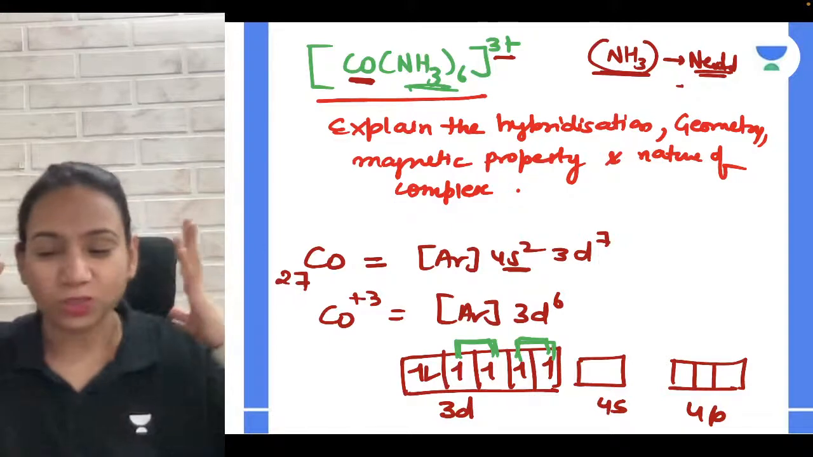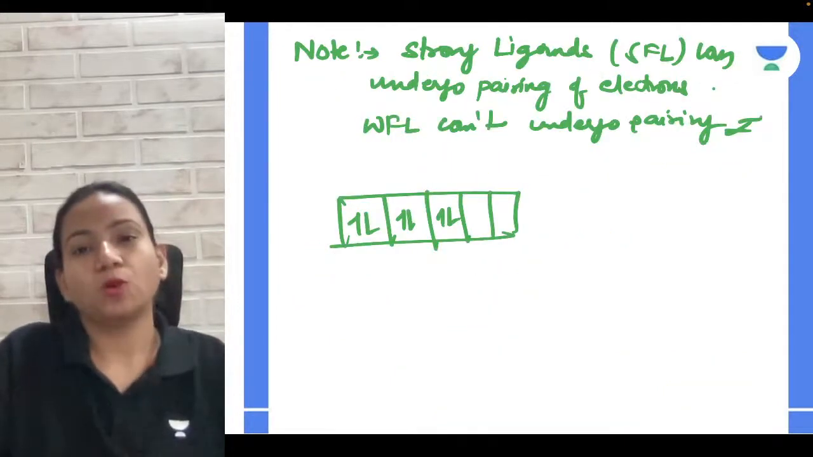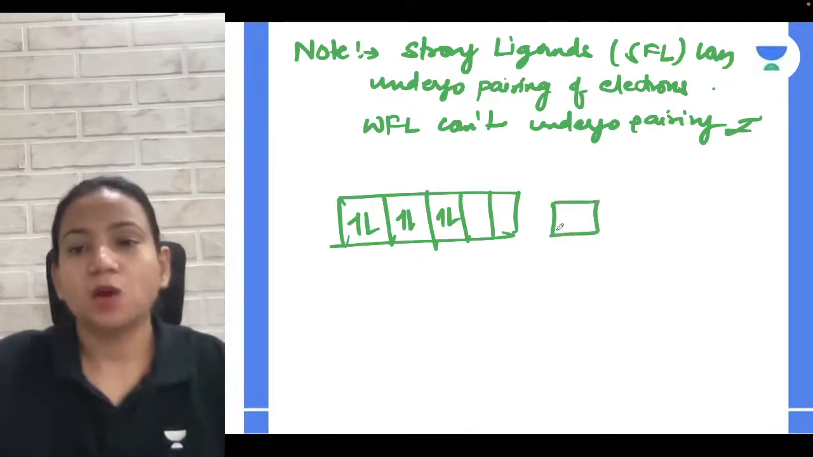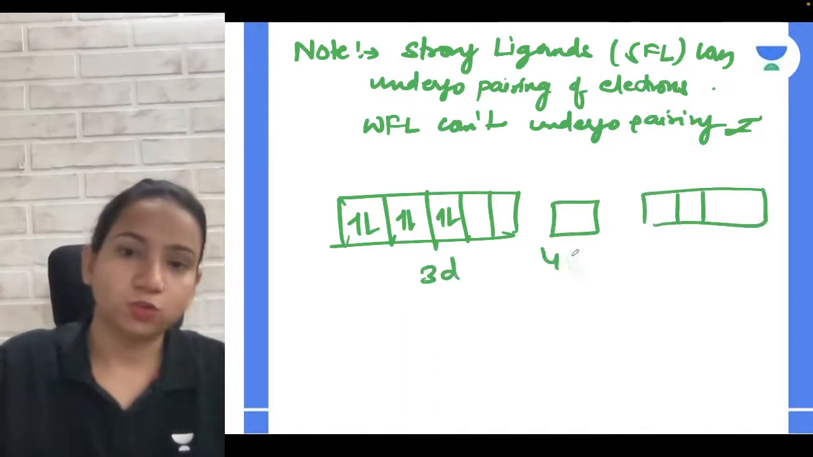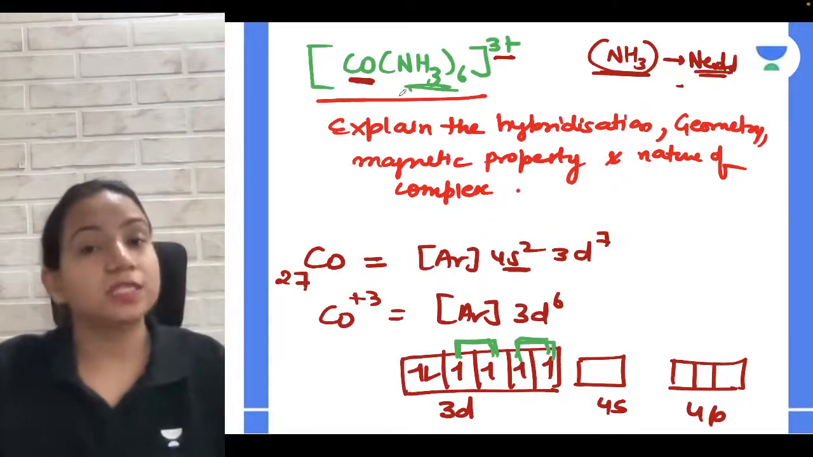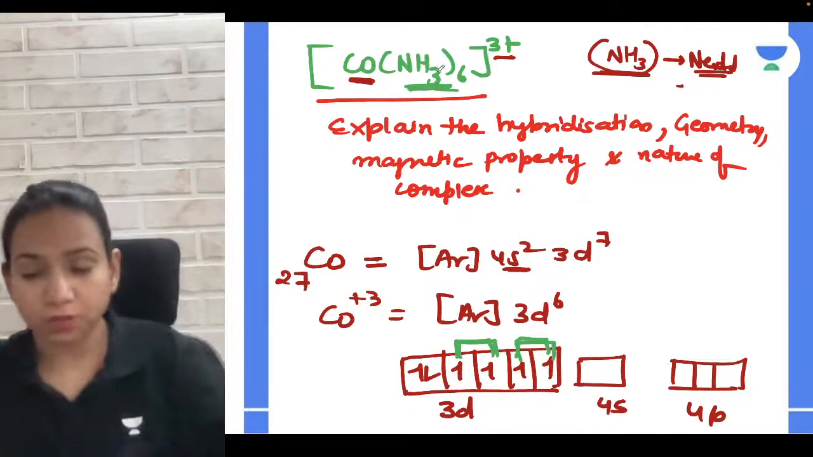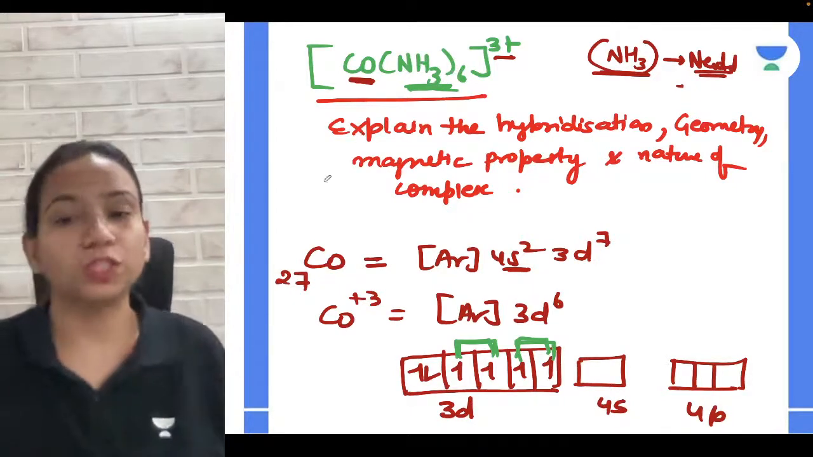They can make them get paired, and because of this, pairing will take place. Now, how many ligands do you have in total? Yes, you have a total of 6 ligands. So 6 ligands require 6 vacant orbitals for the donation.